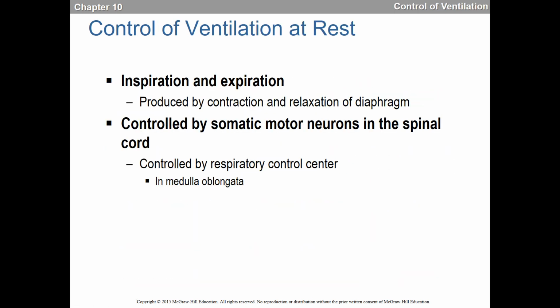Now, in control of ventilation, there's really just a couple of things that I want us to know here. It has a lot to do with higher level brain centers, you know, like medulla oblongata, hypothalamus, all sorts of things.